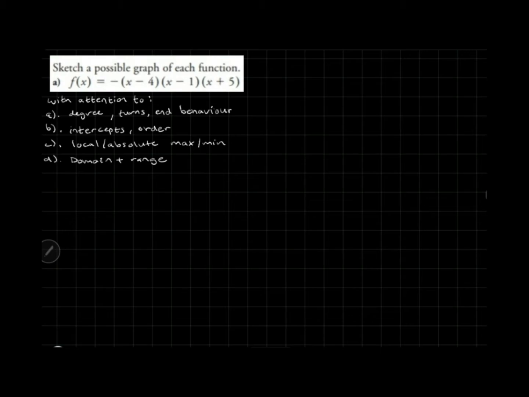Alright, let's sketch a possible graph for the following function. f of x is equal to negative x minus 4, x minus 1, times x plus 5. So this is a polynomial function in factored form. And just off the bat, you can notice that there's a negative on the outside. So we want to look at factored form as f of x is equal to a, x minus r, x minus s, x minus t.